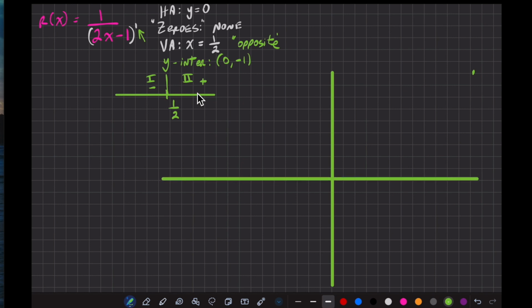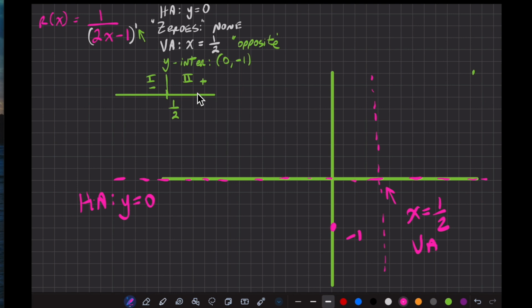Okay, here's our xy axis. We're going to put in our horizontal asymptote at y equals 0. Recall, that's because the function was bottom heavy. We're going to put in our y-intercept at 0, -1. We are going to put a vertical asymptote at x equals 1/2.